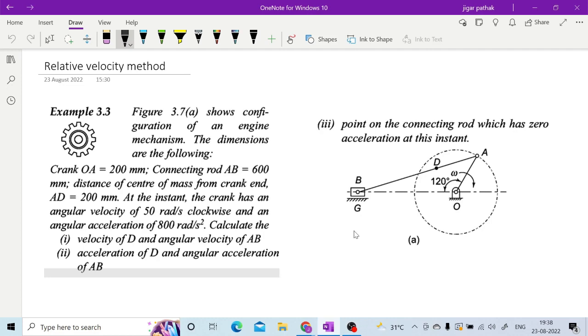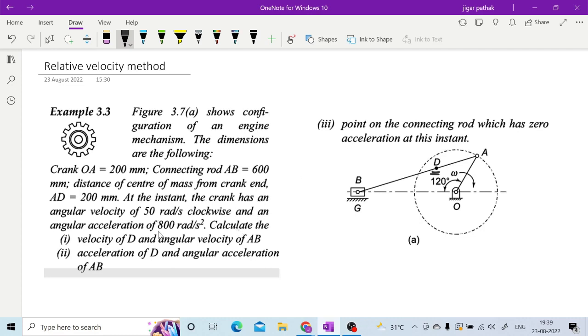So here again you are having a slider crank mechanism. As you can see in this figure, you are having a configuration of an engine mechanism, right? The dimensions are given for the crank and connecting rod, then a distance of the center of mass from the crank end, and then this AD is mentioned. This D is a point on the link, and they are asking to find velocity and so on for it. That can be calculated from the length of the linkages and the data we get from the velocity diagram, right? We will see how we will get that.